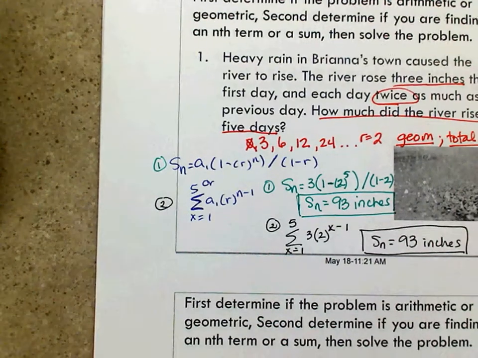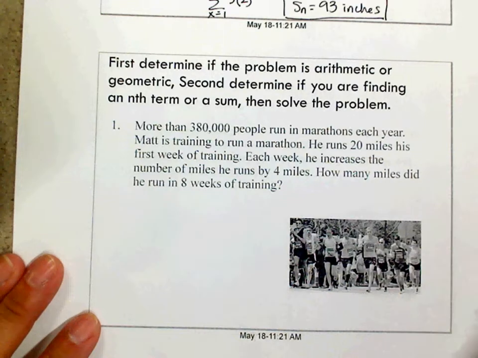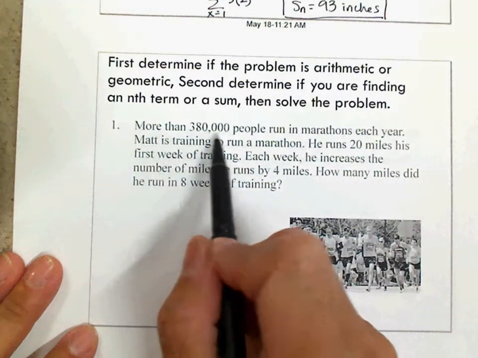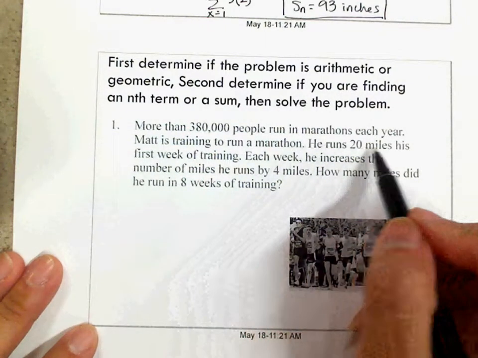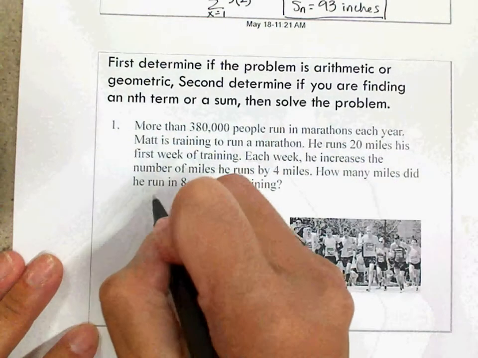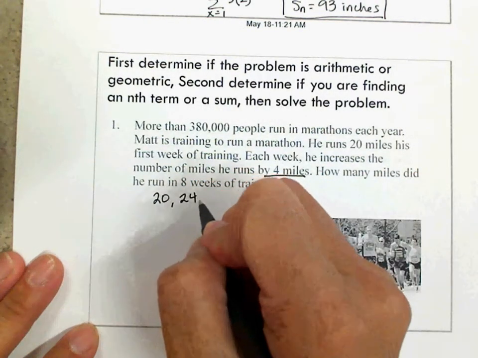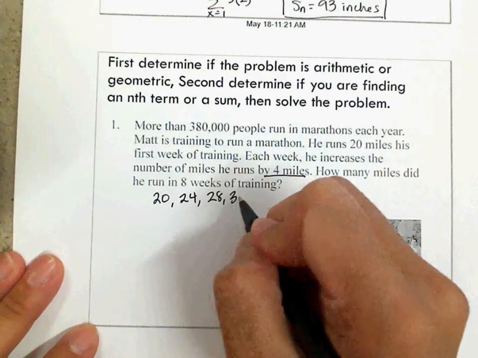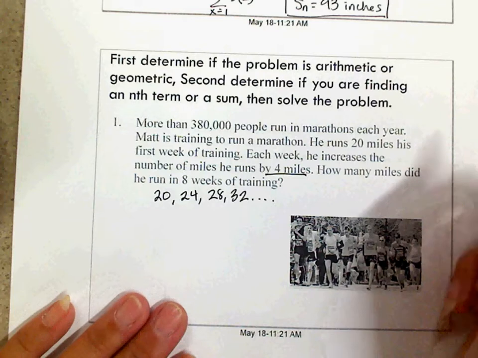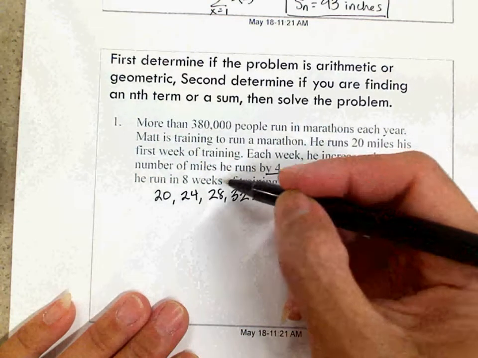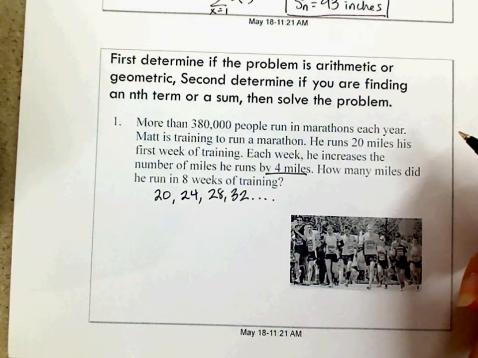Next example. Okay? Determine if it's arithmetic or geometric first. More than 380,000 people run in a marathon each year. Matt is training to run a marathon. He runs 20 miles his first week of training. Each week, he increases the number of miles by 4. So it becomes 24, 28, 32, and so forth. How many miles did he run in 8 weeks of training? So how many miles did he run? It didn't say in the 8th week. It says in 8 weeks of training.